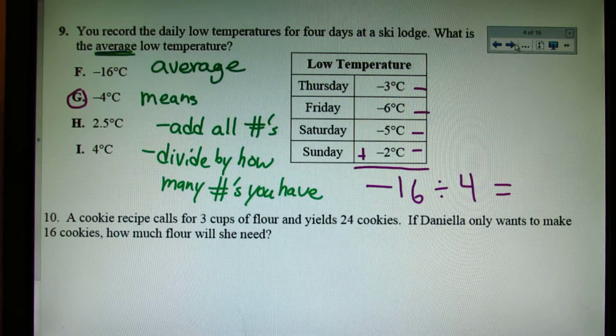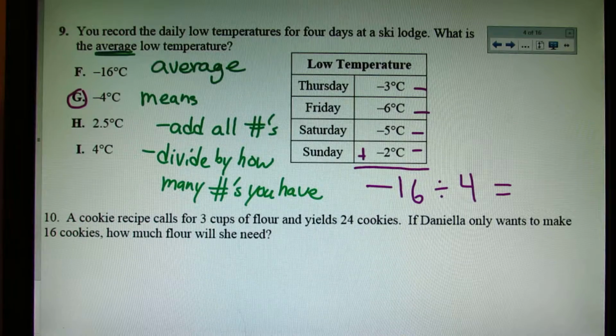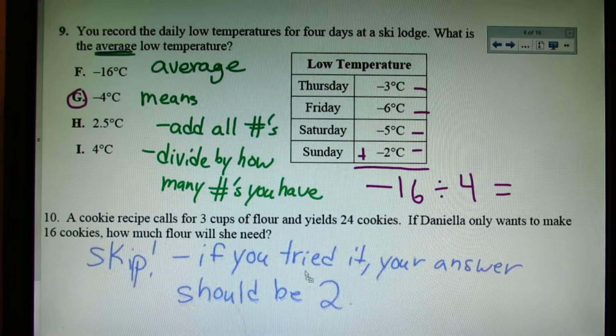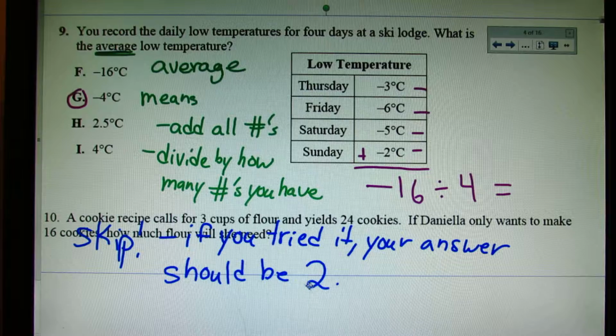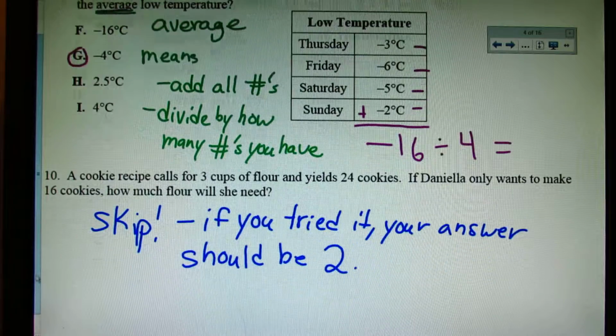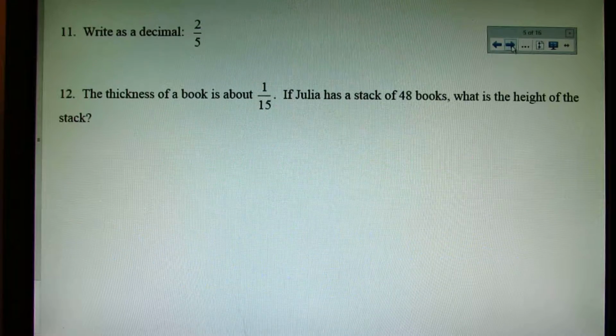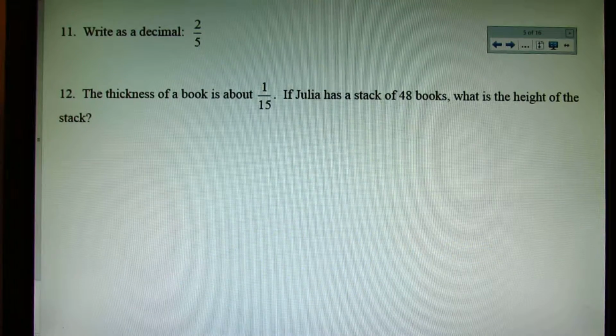Okay. Number 10, I want you to skip. If you tried it, you should get 2. But we're going to skip that one for right now because it's not something you're going to need on your quarterly. Okay, moving on.